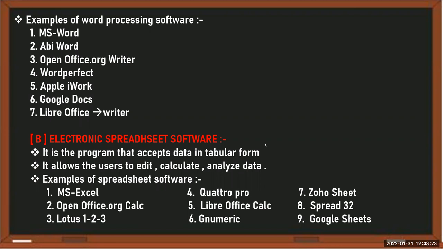Many examples are there: MS Excel, Calc, QuattroPro, LibreOffice Calc, Gnumeric, Zoho Sheets, Spread32, Google Sheets. All these are the various softwares by the various companies. And all these softwares are the spreadsheet software, more or less features are same. Most commonly, jispe zyada jisko zarurat hai, jaise humne Excel zyada use kiya, to theek hai, we are more comfortable with Excel.